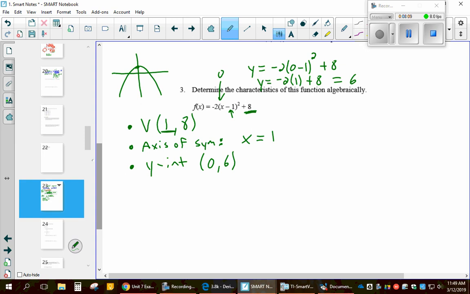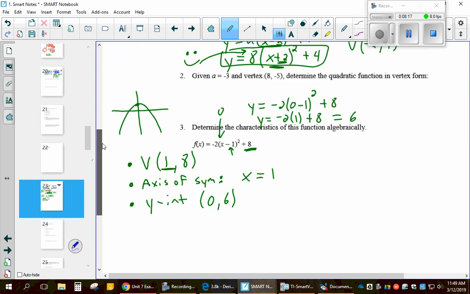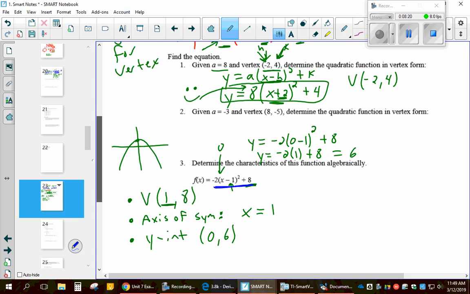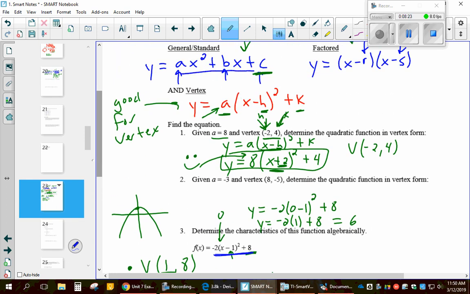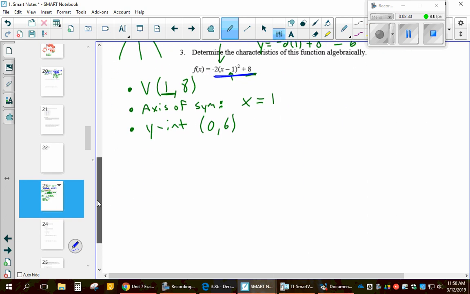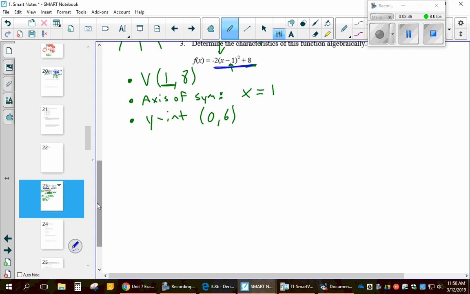We need this in a different form. So what we're going to do is transform this vertex form into standard form, and then from standard form into factored form. There are two things we need to do here. If I'm going to change it into standard form, say y is equal to -2(x minus 1) squared plus 8. I just need to expand everything and collect like terms.